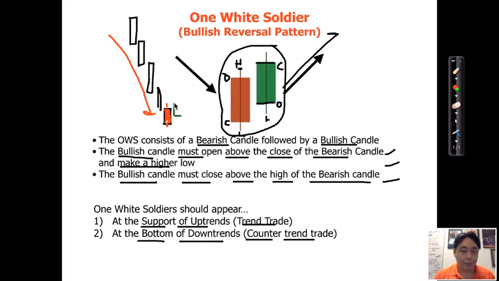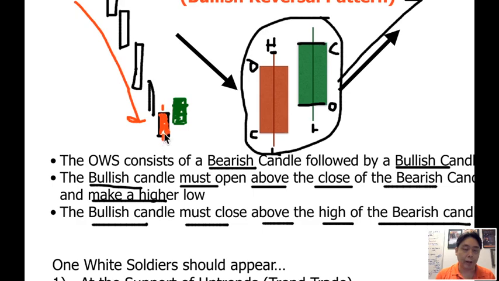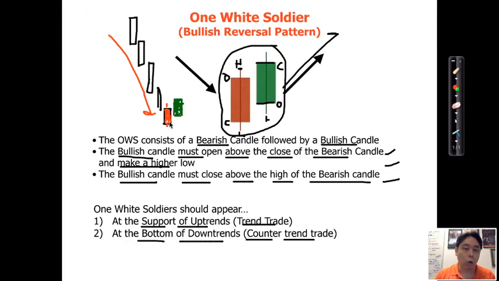And eventually, the next day, the price closes above the high of this bearish candle, which means that anyone who shorted on this day is now losing money because the price is above their short position. They are panicking, oh my God, we're losing money, so they start buying to cover their short position. And by buying, it propels the stock upwards. And that's why it works. That's the psychology behind the one white soldier pattern.